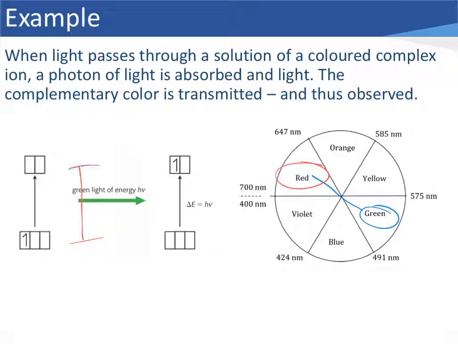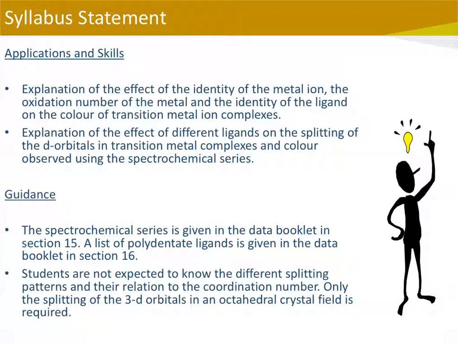So this splitting of the d orbitals means that these electrons can be promoted by the absorbing of light, and the amount of energy it takes to promote that electron happens to be somewhere in the visible range. Based on the color that is absorbed, we can observe the complementary color.